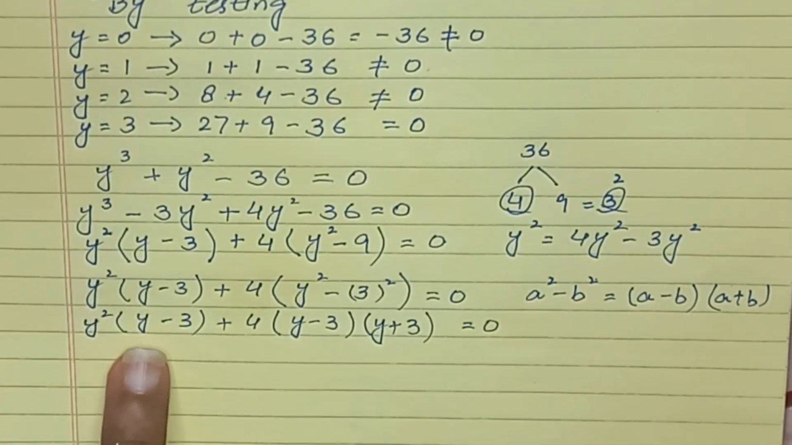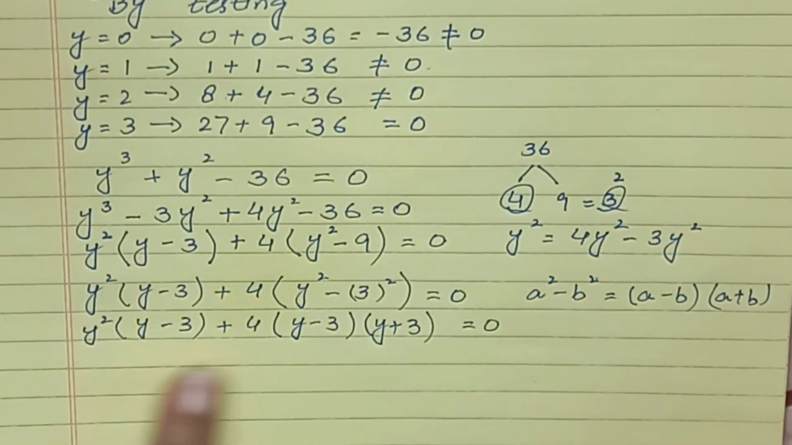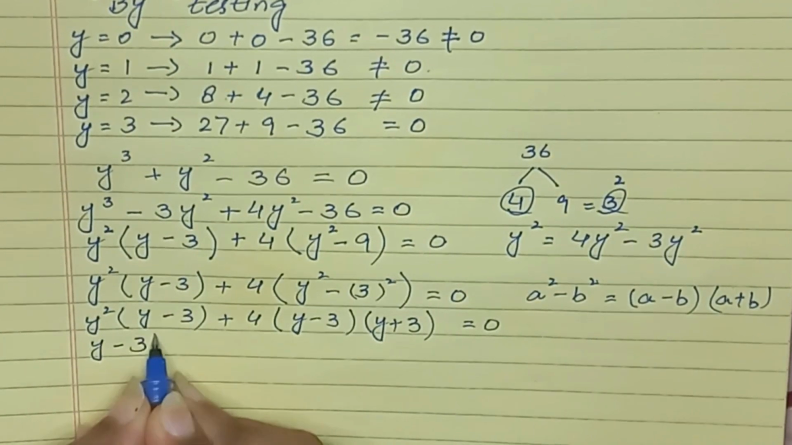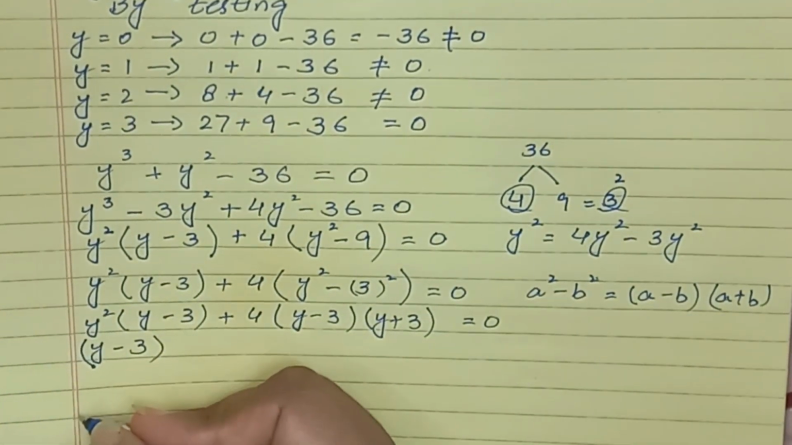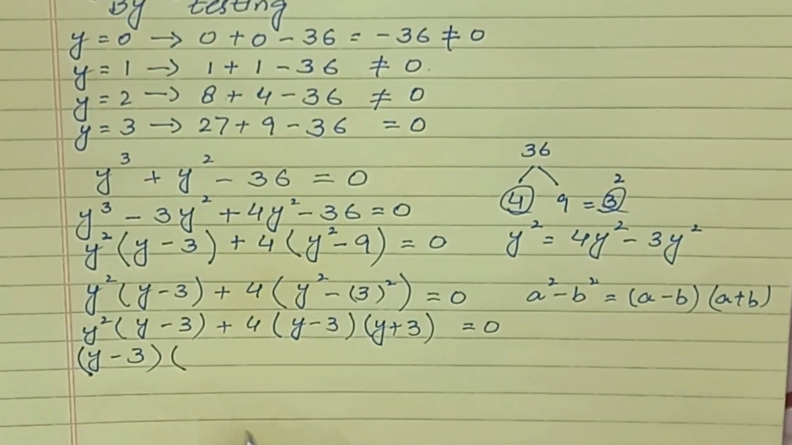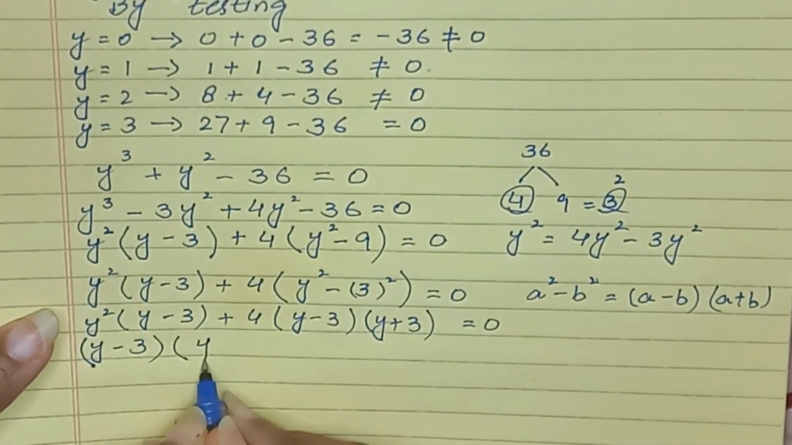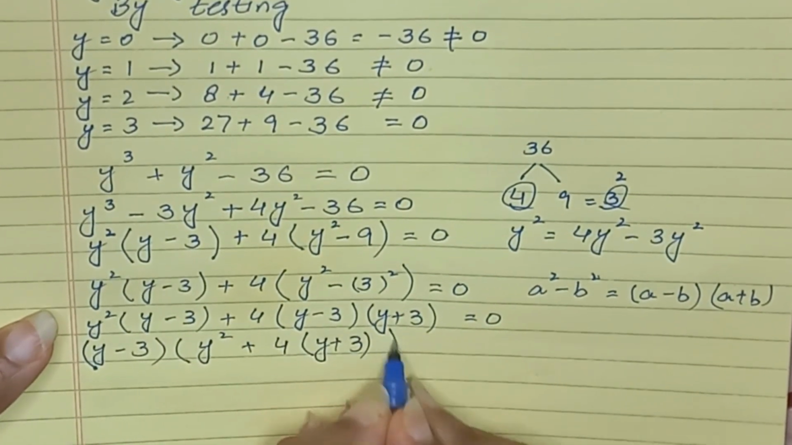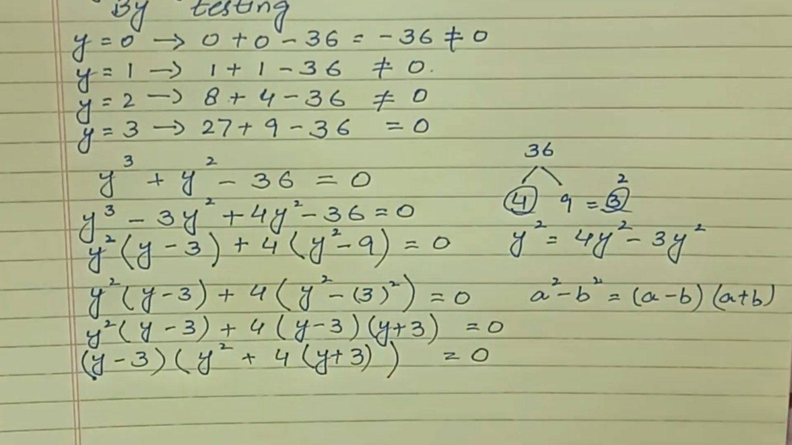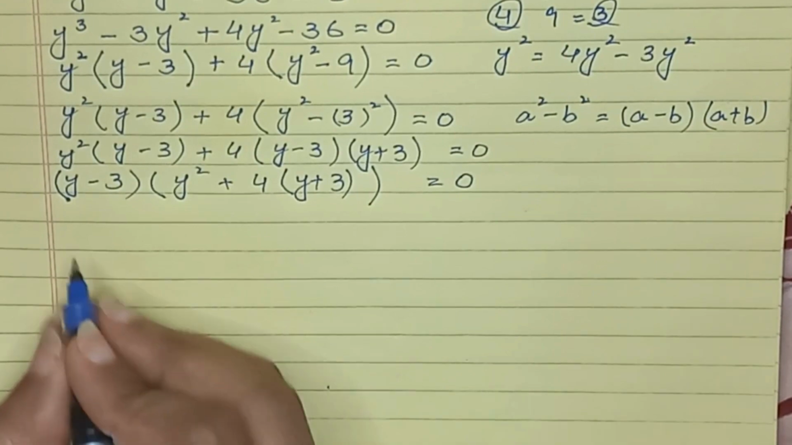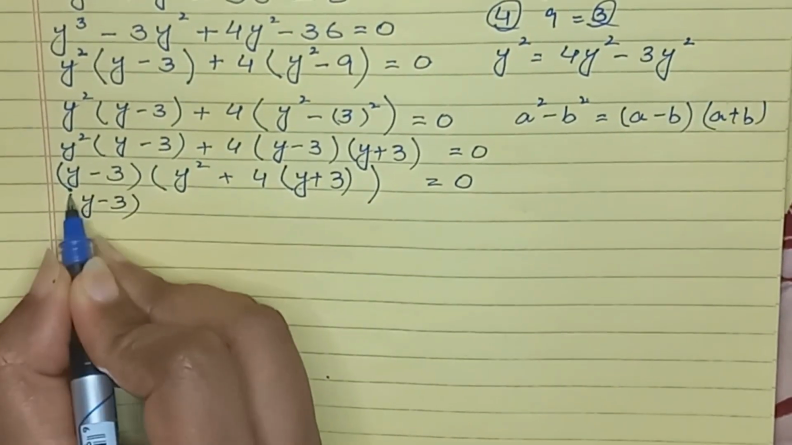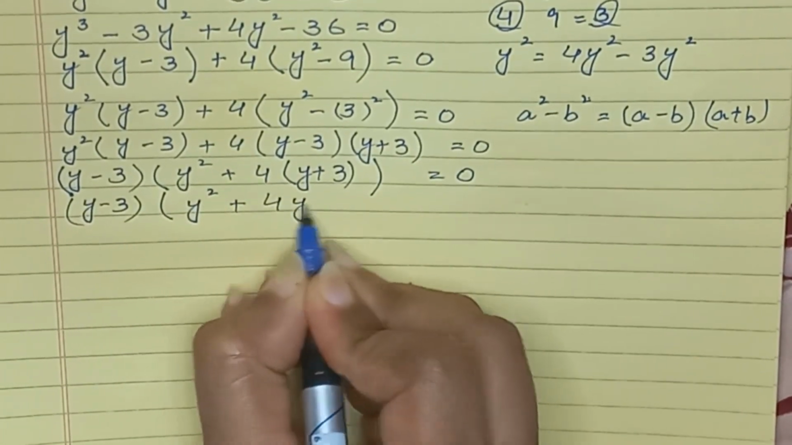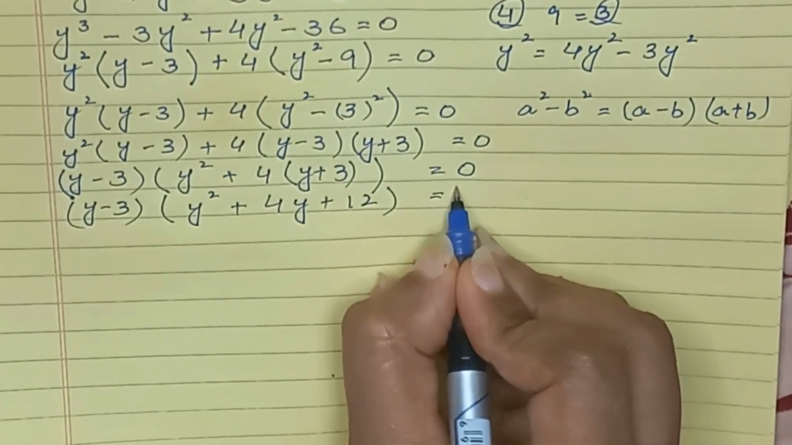Now you can see that y minus 3 is the same in both terms, so we will take y minus 3 common. Now we are left with y square plus 4 into y plus 3, equal to 0. So y minus 3 times y square plus 4y plus 12 is equal to 0.